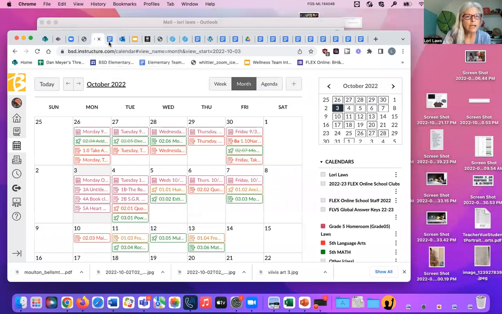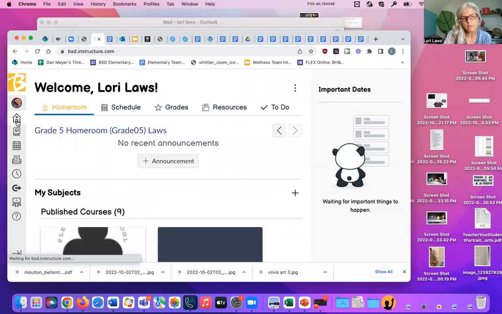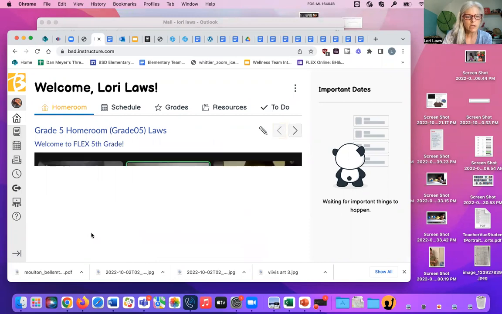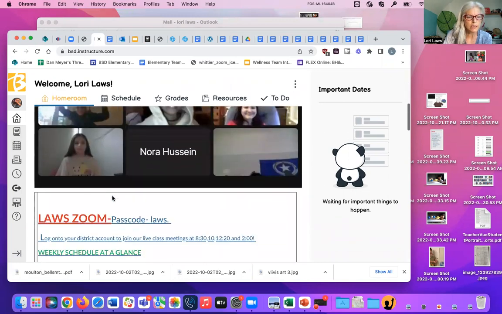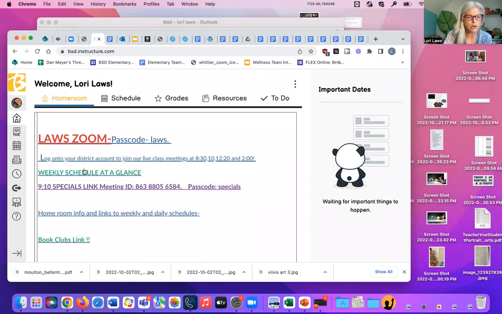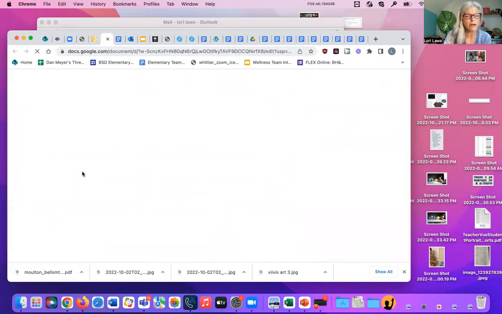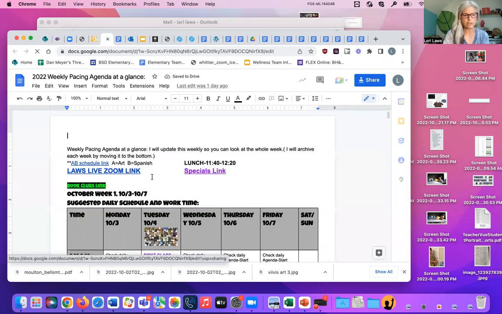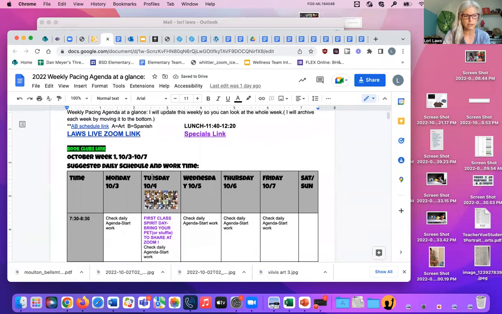So if we take a look at our home screen, we have a couple of ways of looking at the schedule. We can go to the daily schedule, but I kind of like to look at the week at a glance to see where we're headed. So on our home screen, I put a new link on here for the week at a glance, so you don't have to double click into the homeroom link. You can click on that one. I've also sent it to your families. I usually send it to you, but you should be able to access it here every day.